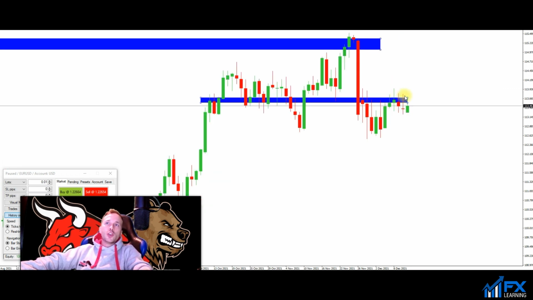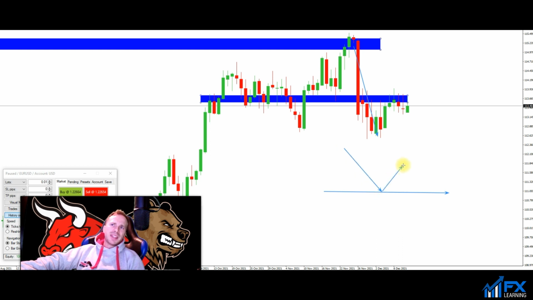If we have a look here, we've done a nice little break and retouch of this structure. What this basically is, imagine this is our support line like here. What's happened is price has come down to it, bounced off it, come up like this, broken, done this. This is exactly what's happened here. It's a break and retouch of a resistance area or a support line.